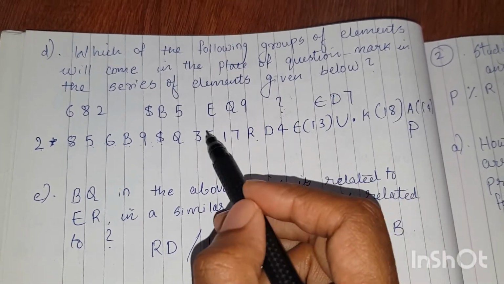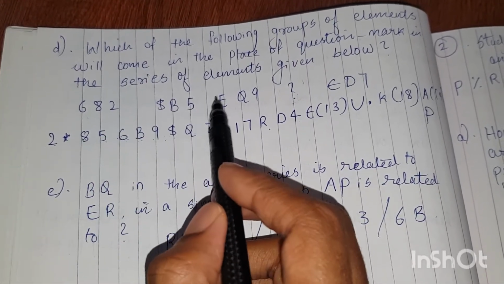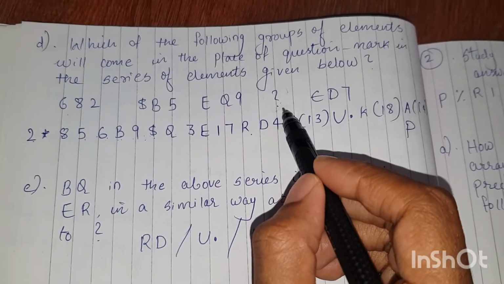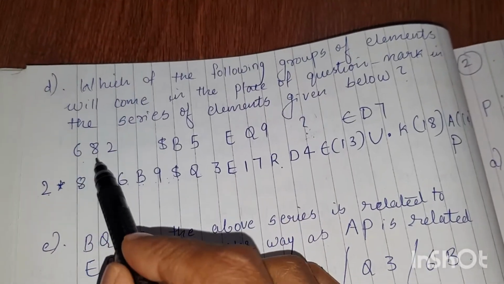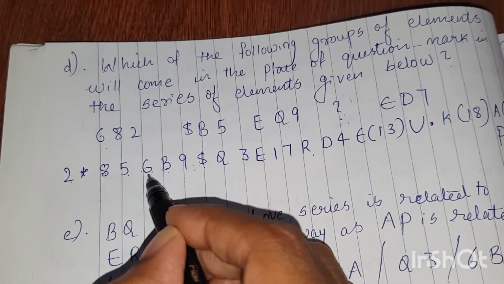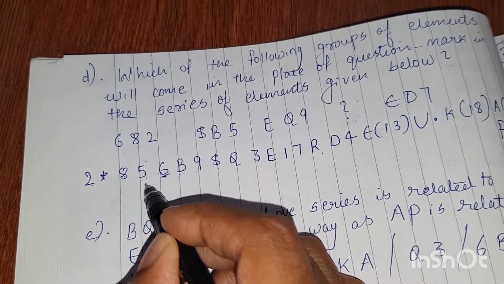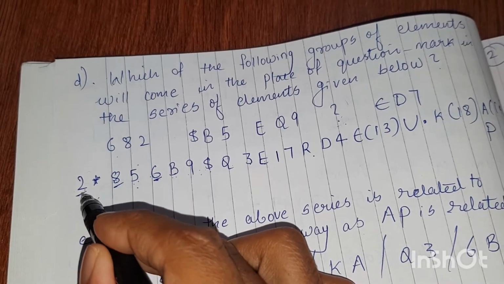Going to the fourth question: which of the following groups of elements will come in place of the question mark in the series of elements given below? This follows a particular pattern, and we have to find out which will come in place of the question mark according to that pattern. First it is given as 6, 8, 2. So in the series, 6, then eliminating the next digit, then 8, eliminating the next one, then 2.